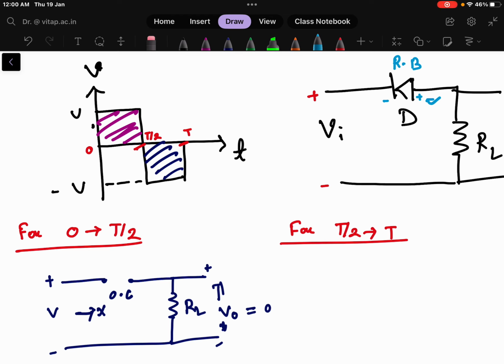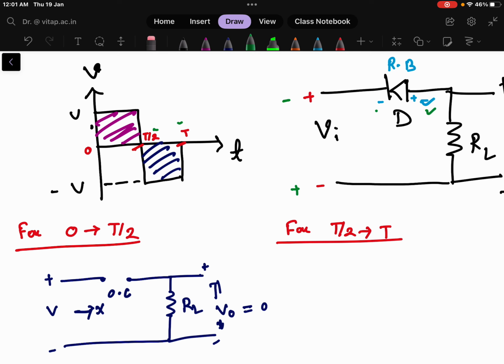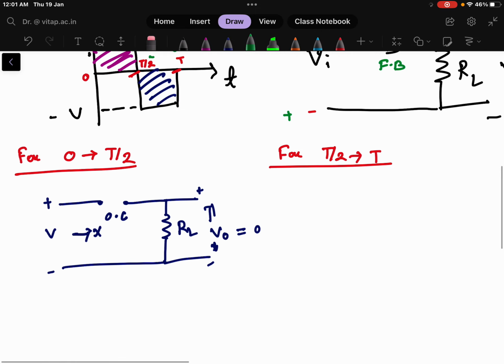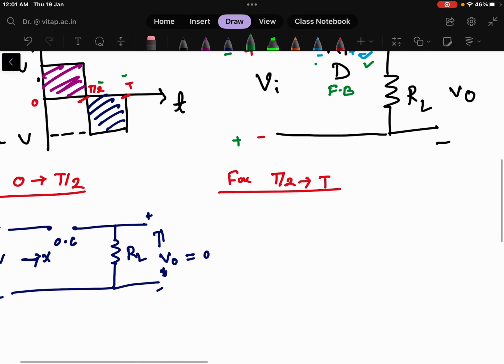That means my diode will now be forward biased. How? Because in the negative half, T by 2 to T, this side will be negative and this side will be positive. Here you can see the negative is connected to negative and the positive is connected to positive. In this case the diode will be forward biased. So if the diode is forward biased, what will happen? My circuit will represent the diode as a short circuit.